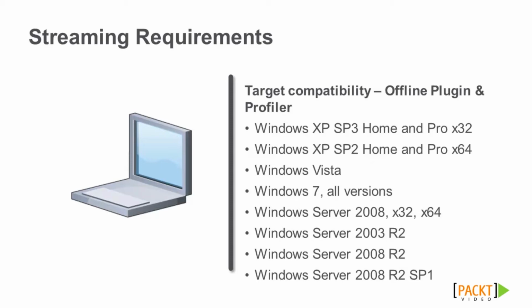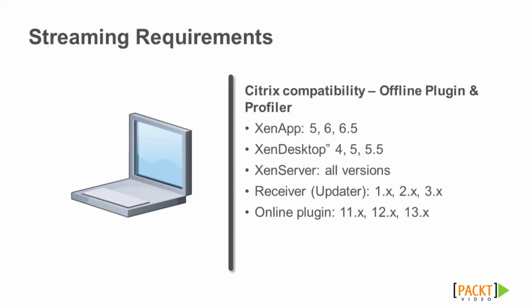Version 6.5 of the Citrix Offline Plugin and Streaming Profiler are supported on the following Citrix products: Citrix XenApp 5, 6, and 6.5, XenDesktop 4, 5, and 5.5, Citrix XenServer, all supported versions, Citrix Receiver for Windows 1.x, 2.x, and 3.x, and for the Citrix Online plugin, Citrix recommends 13.0, which is installed with the Citrix Receiver 3.0, but past versions 11.2 and 12.x are also supported.